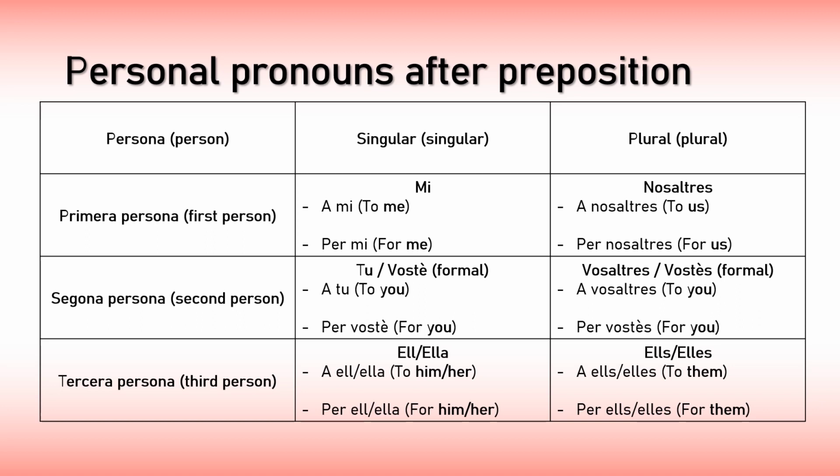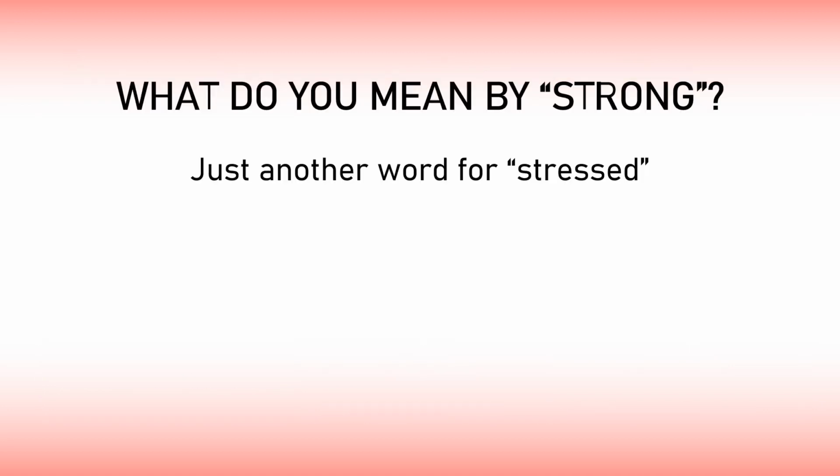So I mentioned that these pronouns are strong. So what does it mean? It basically means that they are stressed. The way that you pronounce them are stressed. If you notice, I've been saying jo, tu, ells, elles, vosaltres, nosaltres. They all have a stressed syllable.